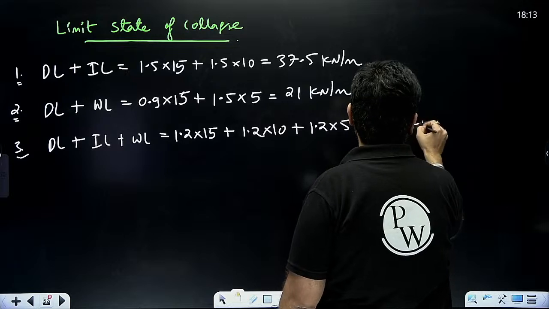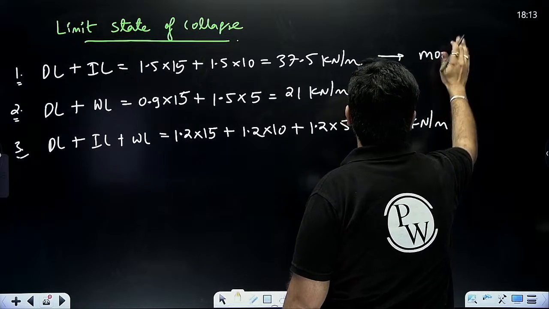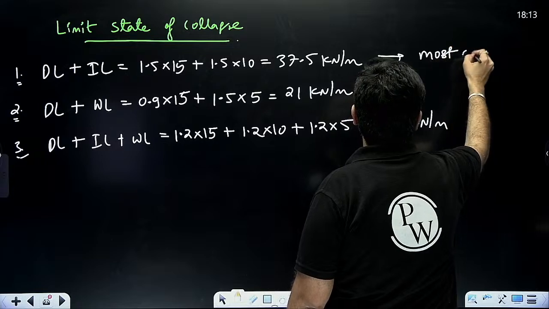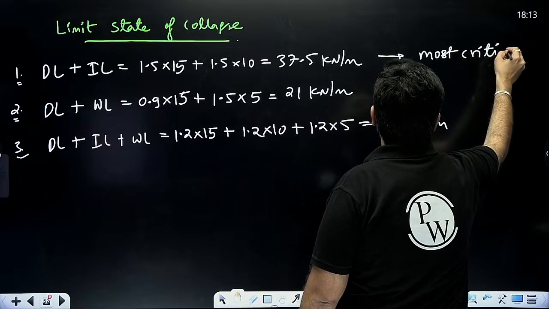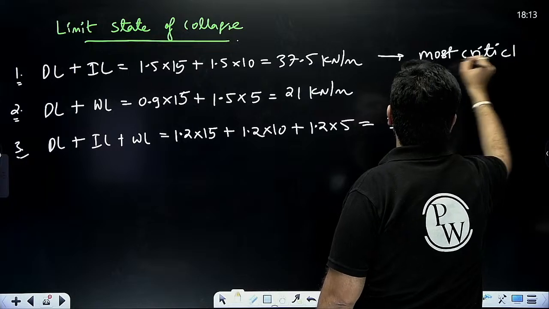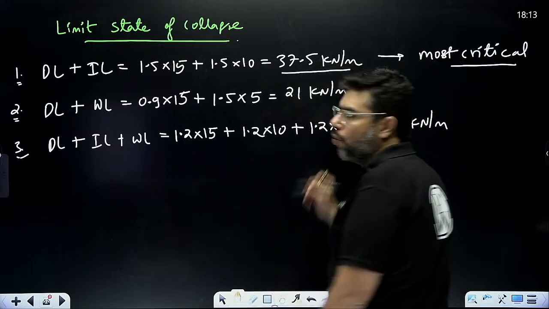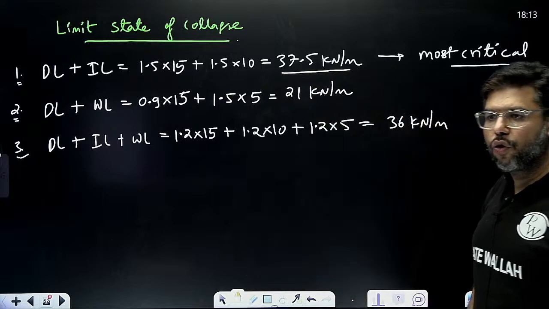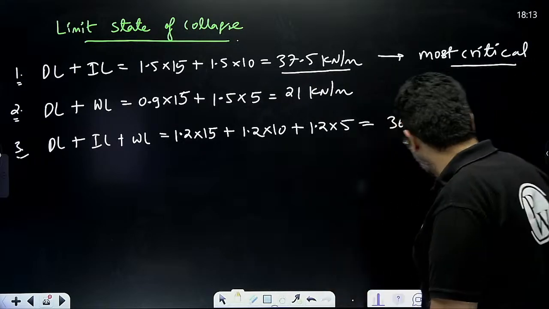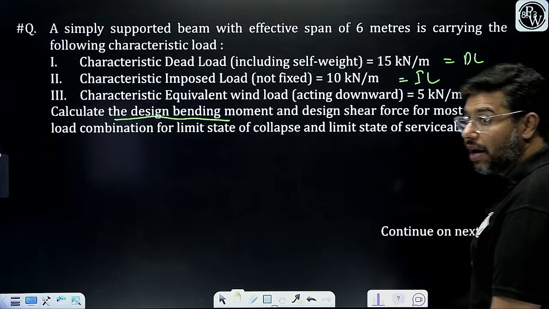So out of this, which is the worst combination? This one. This is the most critical one. For this only you will design. So my design load is this, but we have to find out the design bending moment. This is the most critical combination, and for this UDL only you will design. So you will have to find the maximum bending moment here. For simply supported beam, calculate the design bending moment.